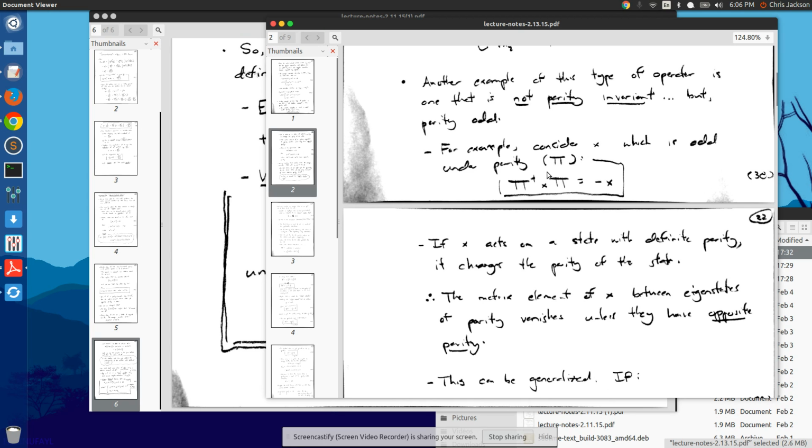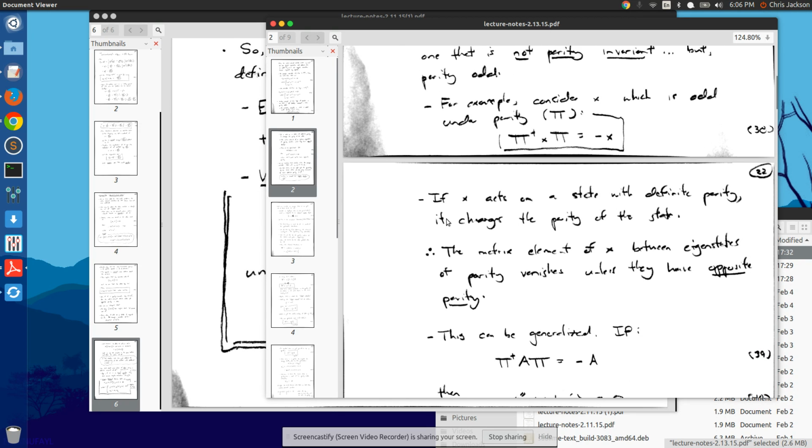Remember what parity does. If I take an operator like x and I hit it from both sides with the parity operator, if it's odd, it's going to flip sign. If it's even, it keeps the same sign. So what we know is that when x acts on a state with definite parity, it's changing the parity of the state. Because x doesn't commute with the parity operator, it's going to change the parity of the state.